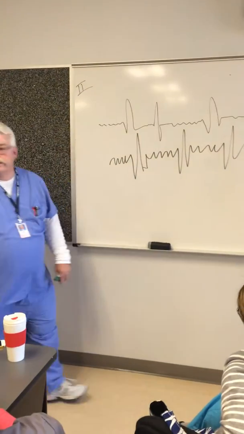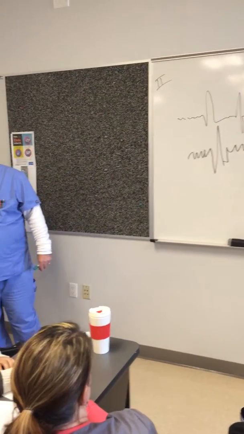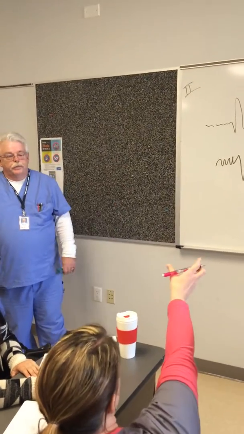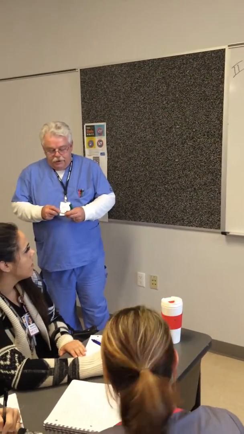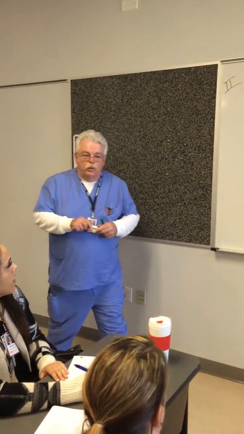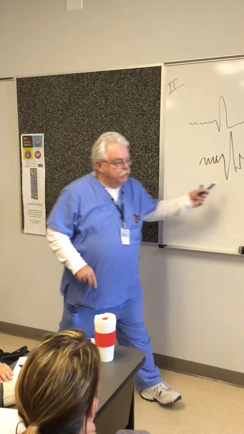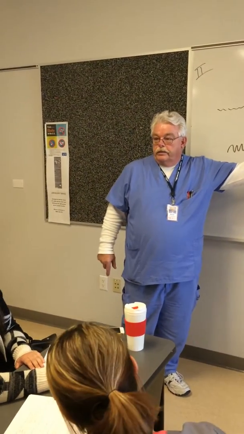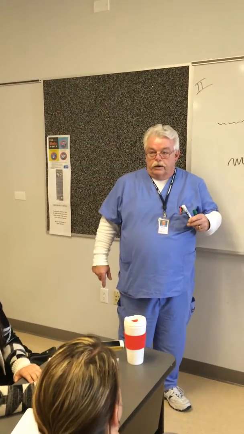What's this? Is it regular? Yes, because the rate is 80. Okay. Is there a P wave before every QRS? Is there more than one P wave before every QRS? Yes. There's a whole load of them in here. So is that a flutter? Yep, these look like saw teeth. Ventricular? No, no, we're still atrial.